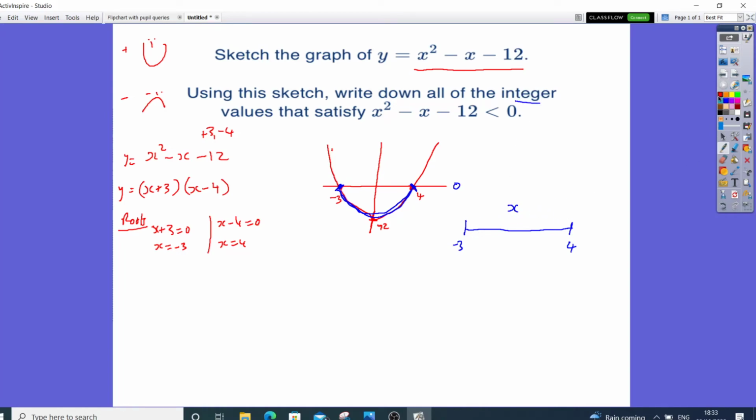So let's just write all the integer values to start off with. You've got minus 2, minus 1, 0, 1, 2, 3, and it goes to 4. So those are all the integer values. Because it does not include these critical values at the ends, they are not included, and all these integers are included between them. So all the integer values that x could take are minus 2, minus 1, 0, 1, 2, 3. That is it.